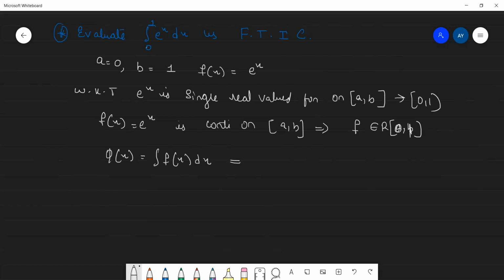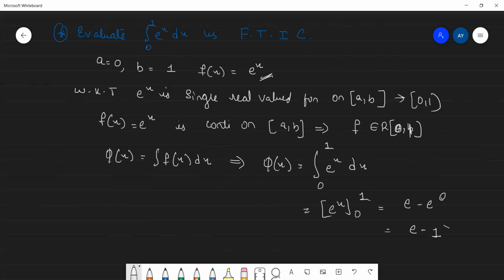That is, this implies phi of x is equal to the integral of f of x, which is e power x dx, and the integral is from 0 to 1. So what is the integral of e power x? E power x itself, and the integral is from 0 to 1. So you will have e minus e power 0. So that is e minus 1. Okay, this is what we got for phi of x. And this is phi of x, the primitive.